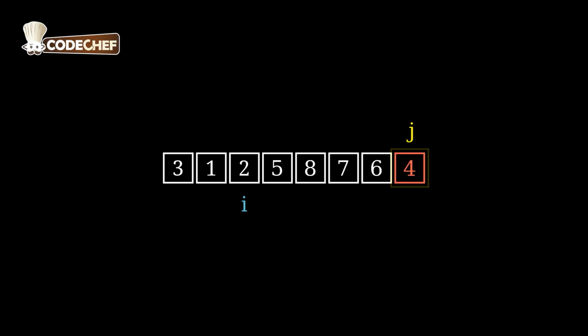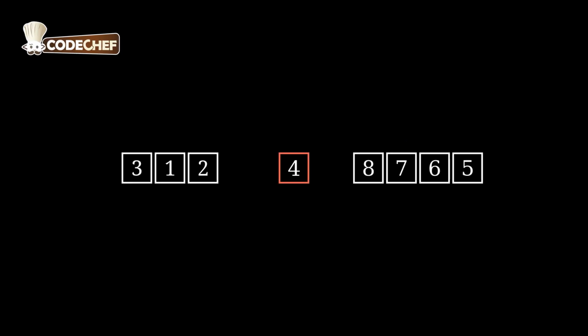Now, we swap our pivot 4 into its correct position, placing it between the two partitions. With 4 correctly placed, we now apply quicksort on the left and right subarrays.